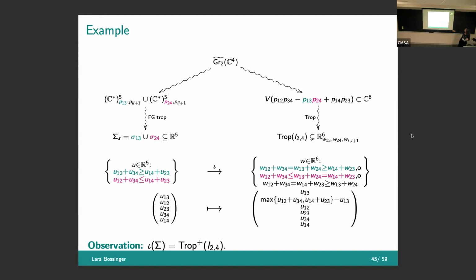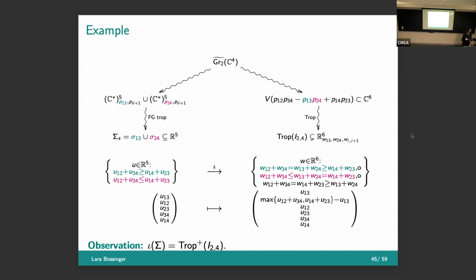Minus U13, sorry. Okay, it's good if you can read the slides. Hopefully better than me, right? So W13 plus W24, if I start with a point in the green cone, becomes U12 plus U34, because this one wins the race in the maximum, and then I subtract U13, which equals W13. And that's how I identify green cone with green cone, pink cone with pink cone, and nothing hits the third cone.